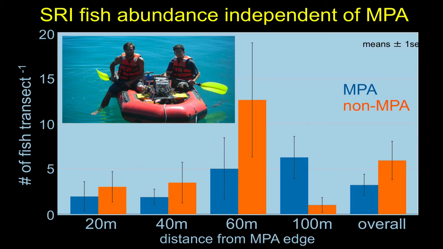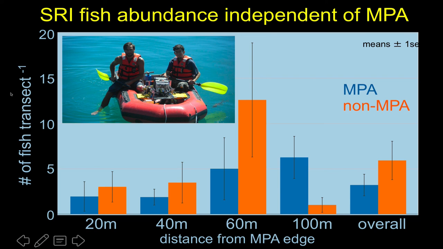Okay, cool. Here's one from one of our previous capstones. In this case, these are some students looking at fish inside and outside the marine protected area. I'll just note here that this is distance from an MPA edge: 20 meters in, 40 meters in, 60 meters in, 100, and overall. So here's a case, again, using bar graphs, where it's not a continuous variable. I mean, this looks to be continuous and they're evenly spaced, but overall is not, right?